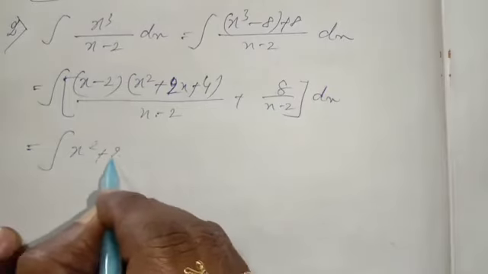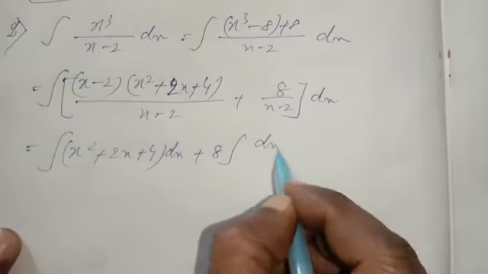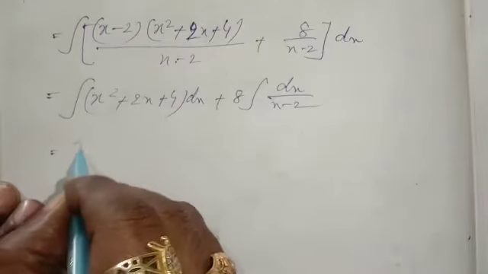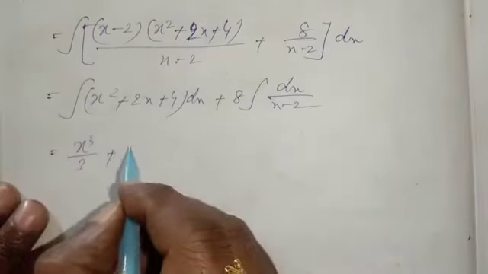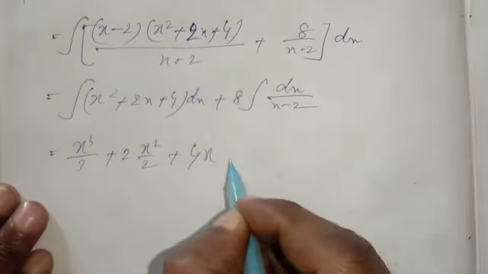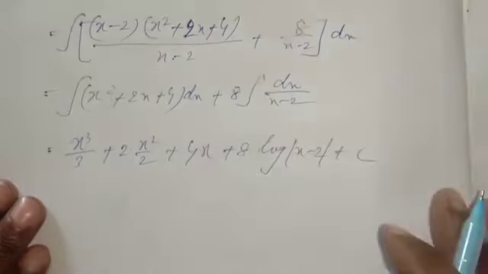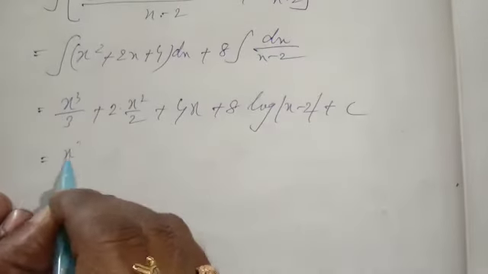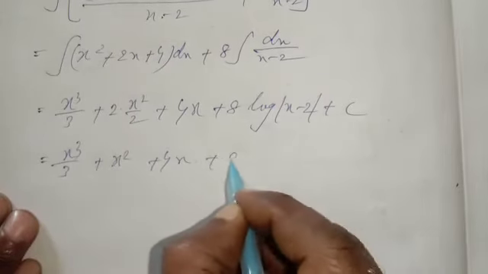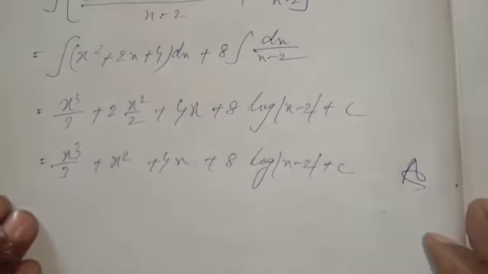Now separate the fraction and integrate individually: integration of (x square plus 2x plus 4) dx plus 8 integration dx by x minus 2. Now see, the integration of x square will be x cube by 3. 2x means 2 into x square by 2. 4 dx means 4x, plus 8 log of x minus 2, plus c. The final answer is x cube by 3, this 2 cancels, plus x square plus 4x plus 8 log of x minus 2 plus c. In this way question number 2 is completed.